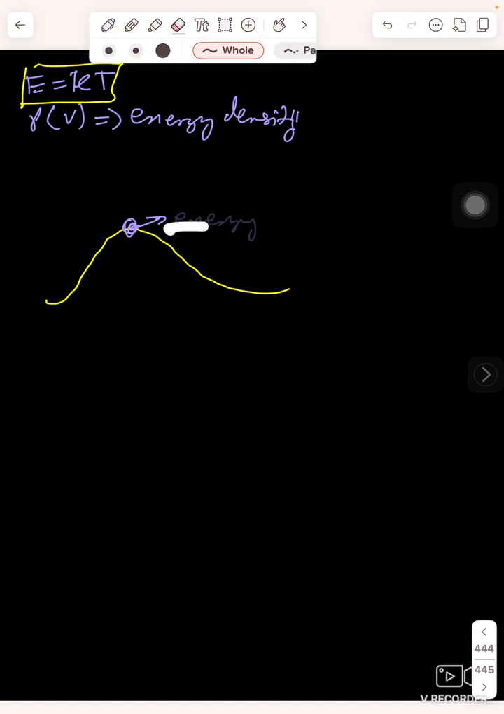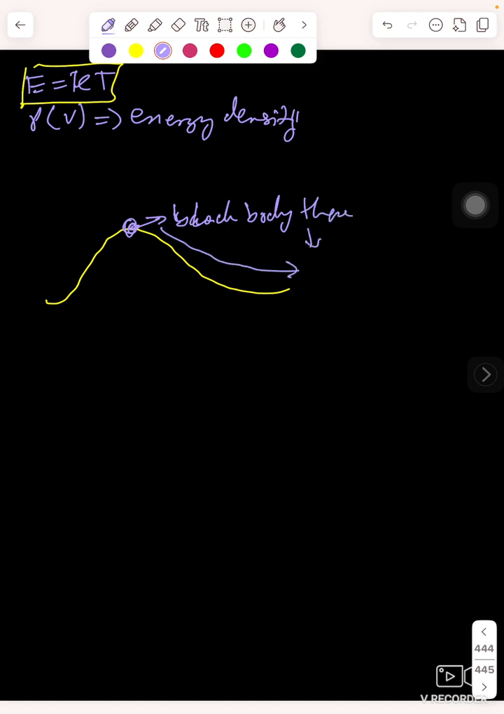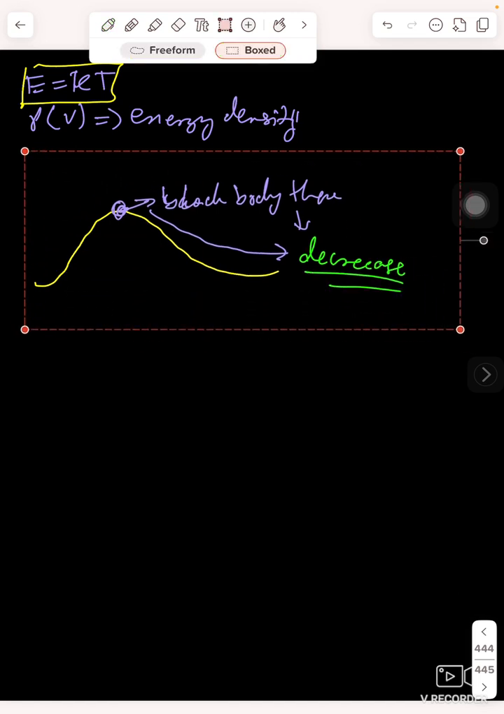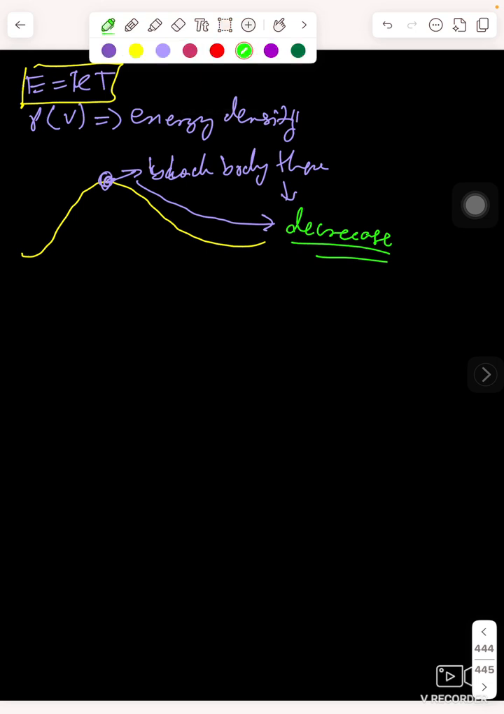Black body radiation is at peak. Then down the slide, decrease. Okay. Now, what the experiment shows is that it doesn't keep increasing. It doesn't go infinite. It decreases after a certain amount of frequency.